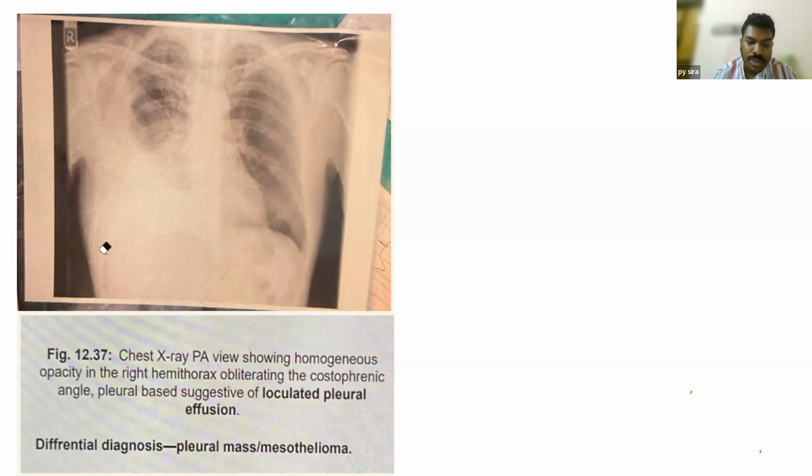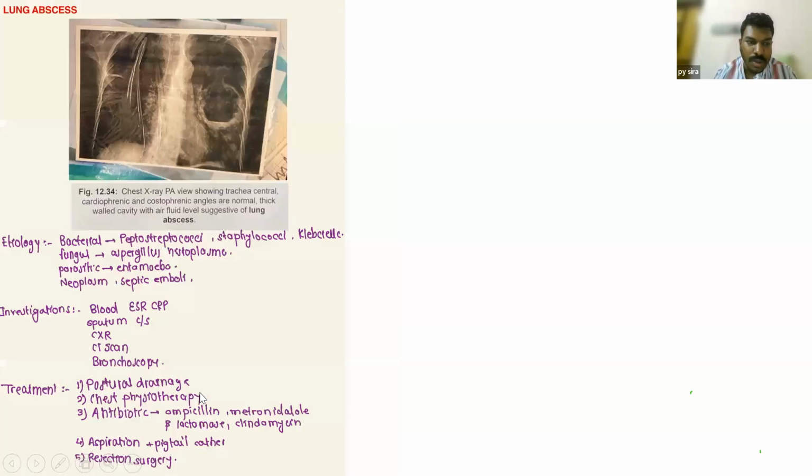So it's a homogeneous opacity in the right hemithorax, obliterating the costophrenic angle. So it is going to be a case of pleural effusion. Hope this is clear. Okay, next you can see this picture.